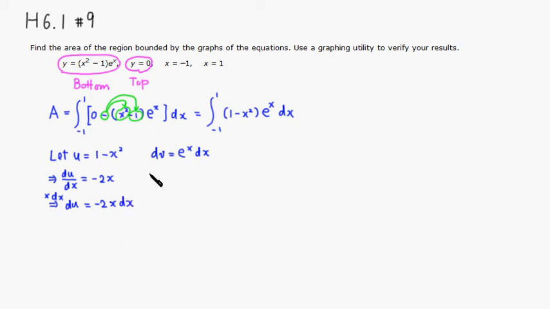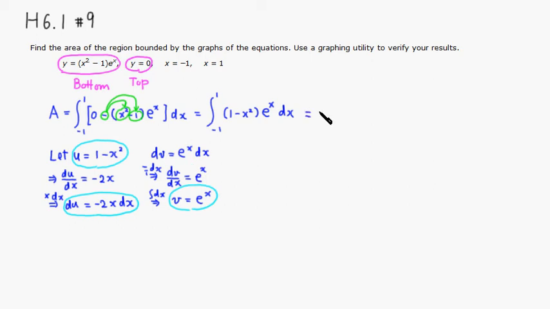Then dv over dx is going to be our e to the x. Then we can take the antiderivative with respect to x, and we get v, which is going to be e to the x. In order to do integration by parts, we need this u, the du, and also v. So let's do that.